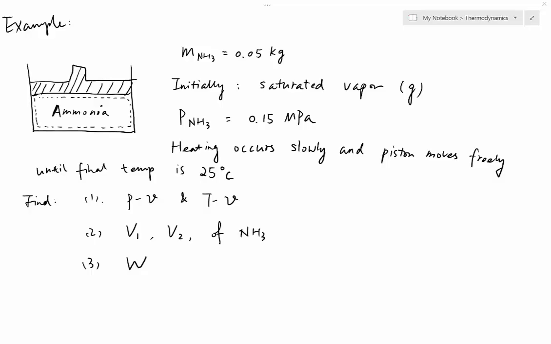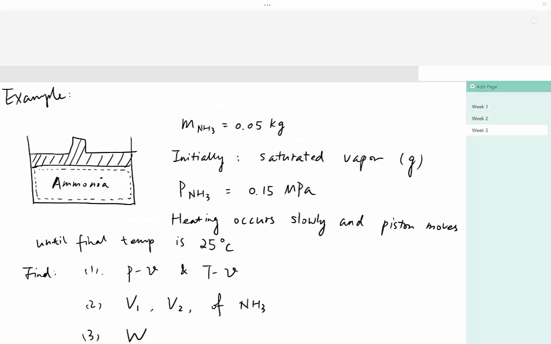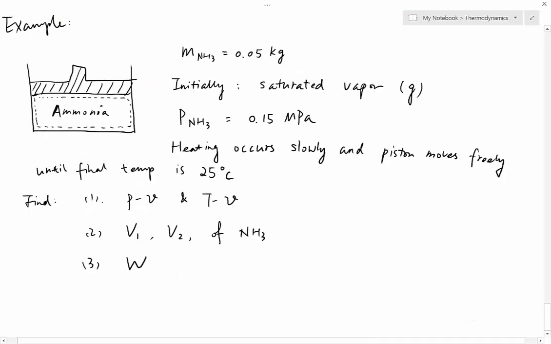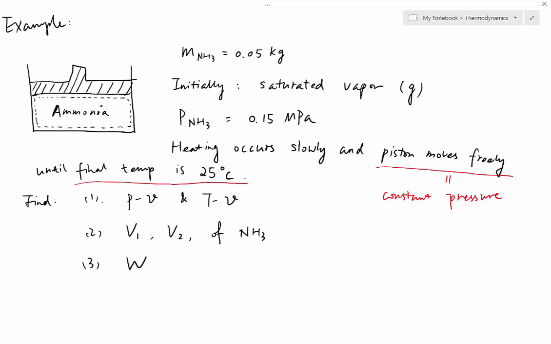So what we know is the piston moves freely. Like we said before, if you see this line, piston moves freely, what does it mean? You should think in your mind that it is equivalent to constant pressure. So during this process, pressure is constant. And when do we stop? We stop when the final temperature is 25 Celsius. So this is the heating process: you start from saturated vapor and then you stop when the final temperature is 25 Celsius.